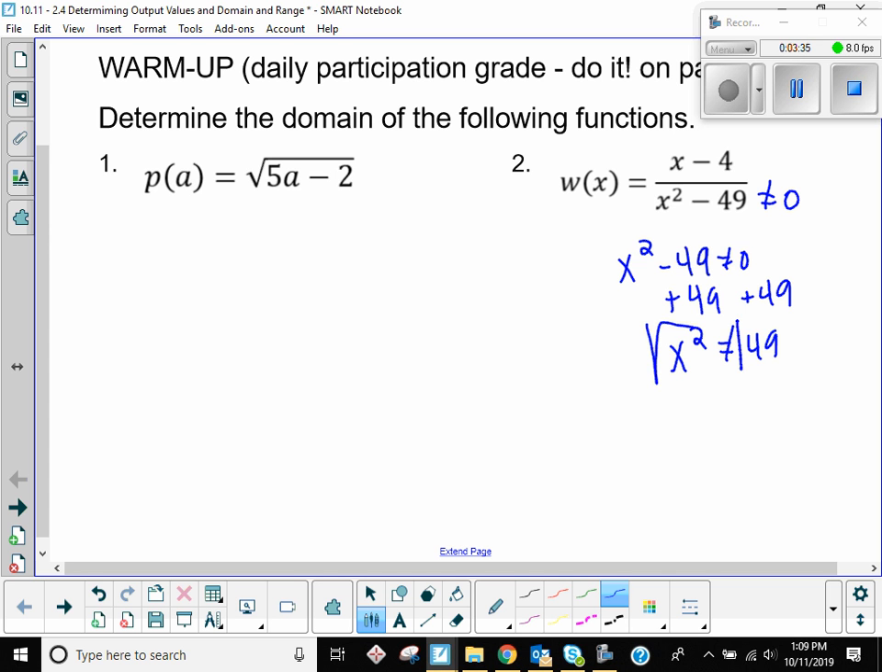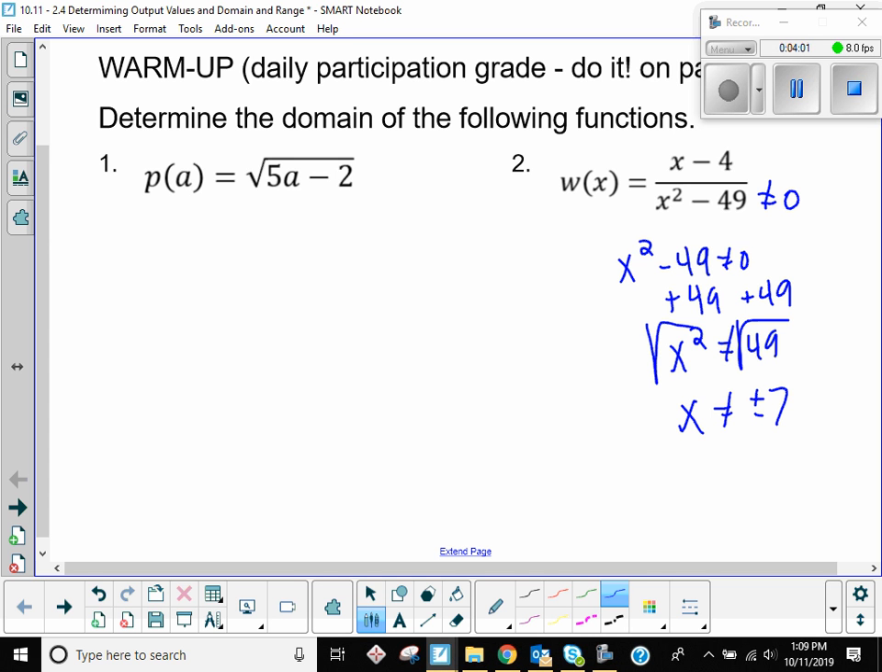Square root. What did I do wrong here? Plus or minus. Right? So x cannot equal a positive 7 or a minus 7, because if it did, it would make the denominator 0, and that would be bad. I don't even care what it does to the numerator. I'm just trying to find the numbers that break my function.